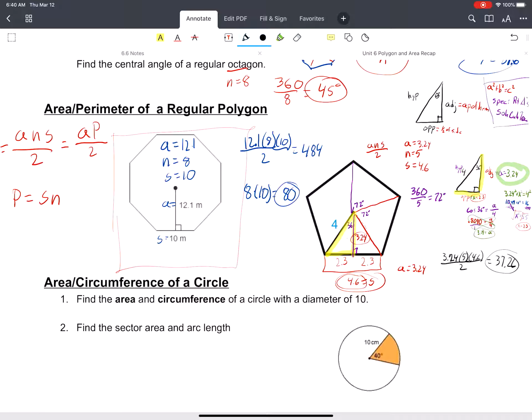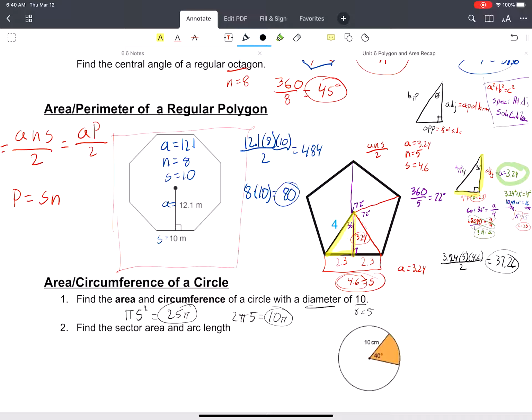Lastly, just a couple of circle examples. Area of a circle is pi r squared, so if we have a diameter of 10, that means our radius is going to be 5. So if we plug in our 5 for our r, we're going to have pi times our r squared. 5 squared is 25, so we can just leave it as 25 pi. Now if you want to get a decimal answer, that's fine. Terms of pi is fine. Circumference formula is 2 pi r, so we're going to do 2 times pi times our radius, which is 5. We could just leave it as 10 pi if you'd like.